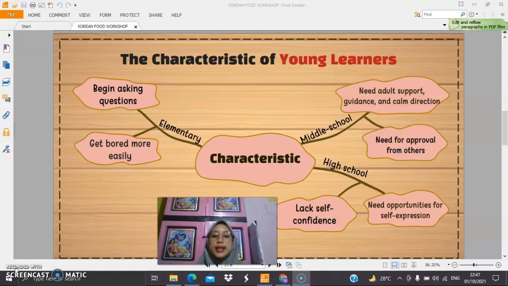Now, I would like to turn to the second, the characteristics of young learners. The first characteristic is for learners in elementary school. At elementary school, usually their curiosity is still very high. It makes them ask a lot of questions about anything that is found or studied, about why and what.